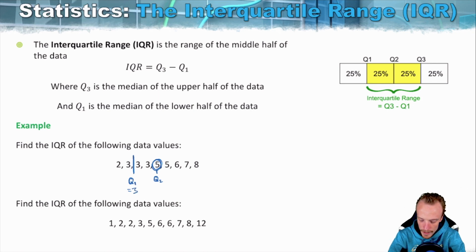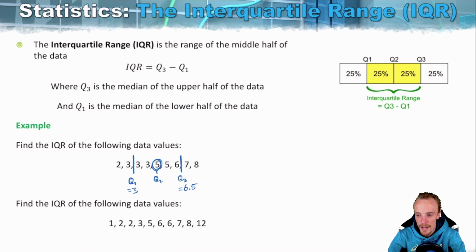We do the same on the other side. We find the middlemost value of the remaining data on the upper half. So what we've got here is it's between 6 and 7. So we add these together, which gives us 13. We divide by 2, which is 6.5. So our Q3 is going to be equal to 6.5.